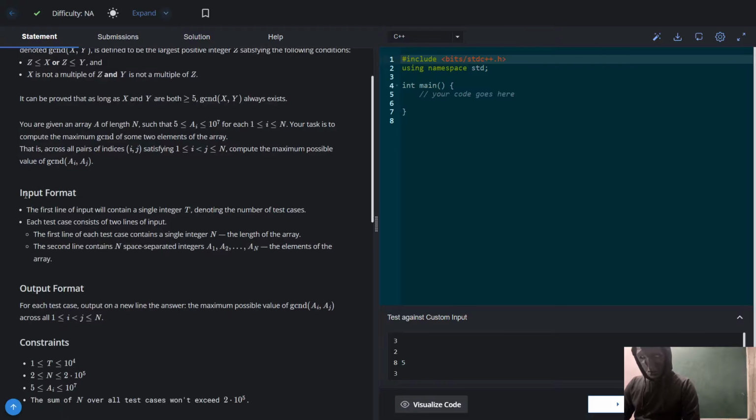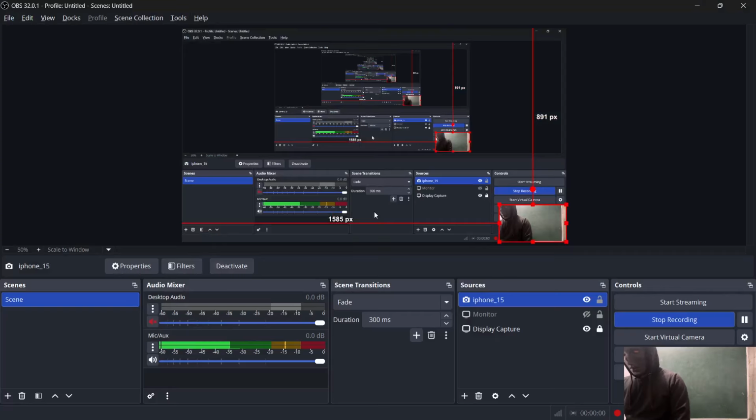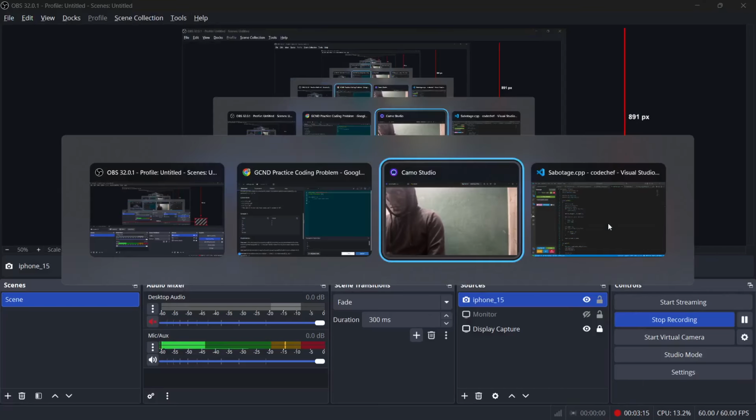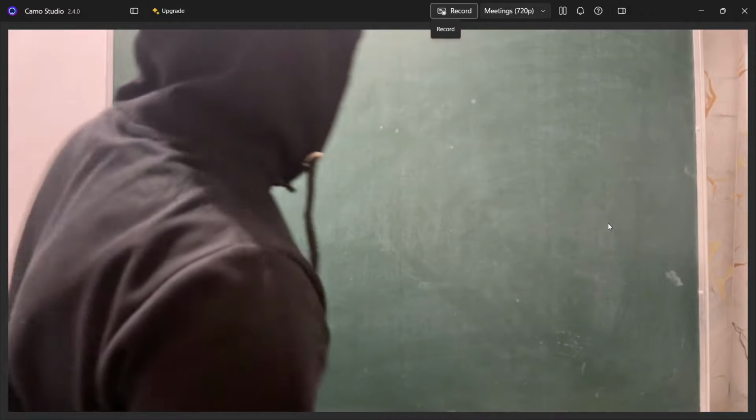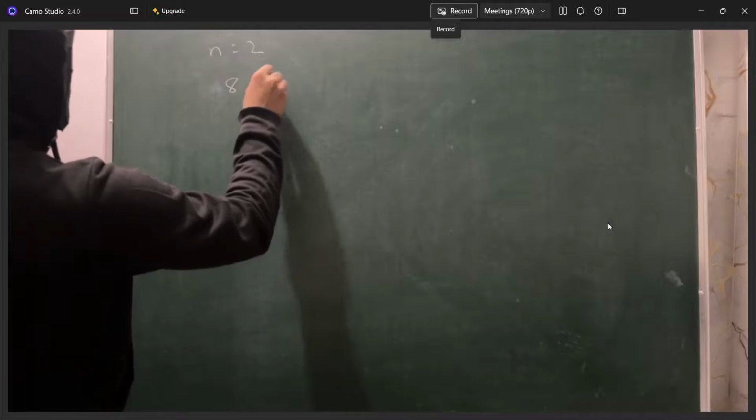So the input format is, we have test cases. For every test case we have a single integer n, the length of the array, basically the number of elements in the array, and in the next line we have n elements. Let's try to understand this. They have given 3 examples. First understand these 2 examples, 2 and 8, 8 and 5. So what we have is, the array length is 2 and the elements are 8, 5.